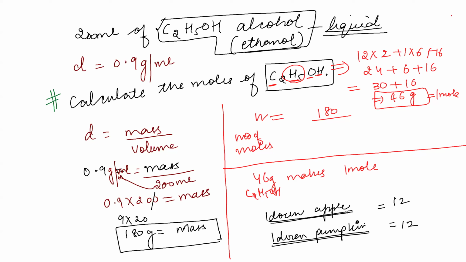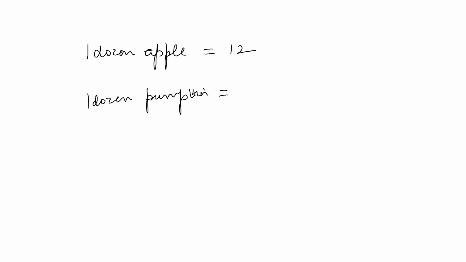A dozen pumpkin would be heavier, because number wise they're the same. So 1 mole would mean 6.022 into 10 raised to the power 23 of anything. You're not saying 100 kilos of pumpkin or 100 kilos of apple, you're talking in quantity. If I say 1 dozen apple and 1 dozen pumpkin, number wise they're both equal, 12 and 12.